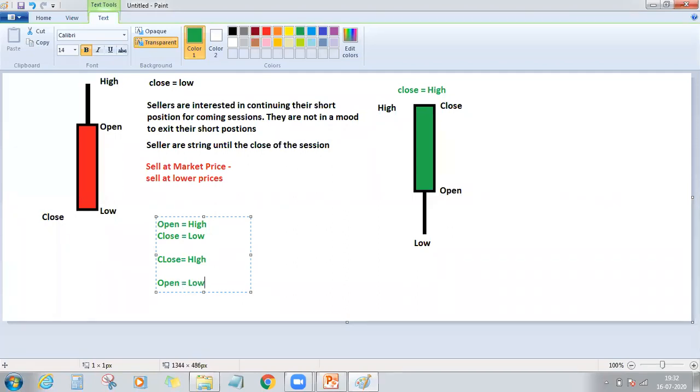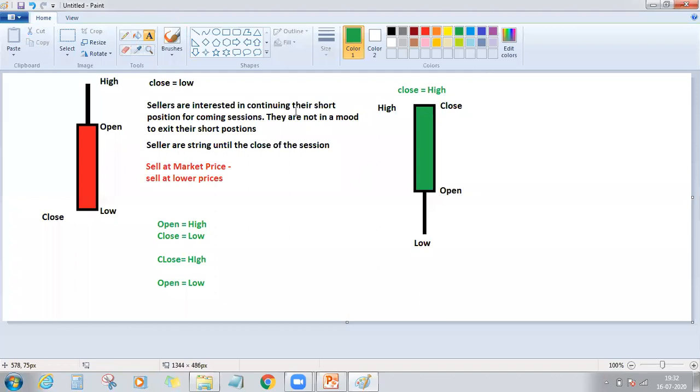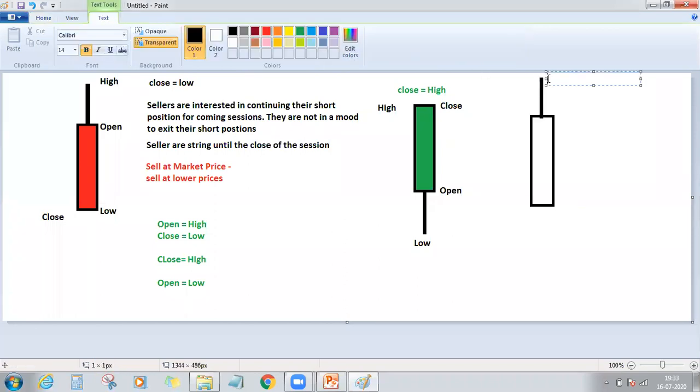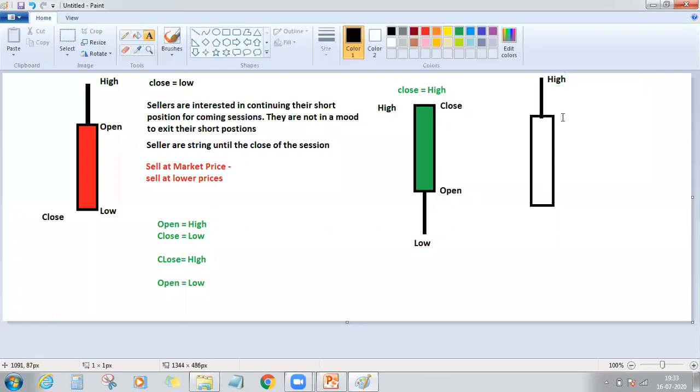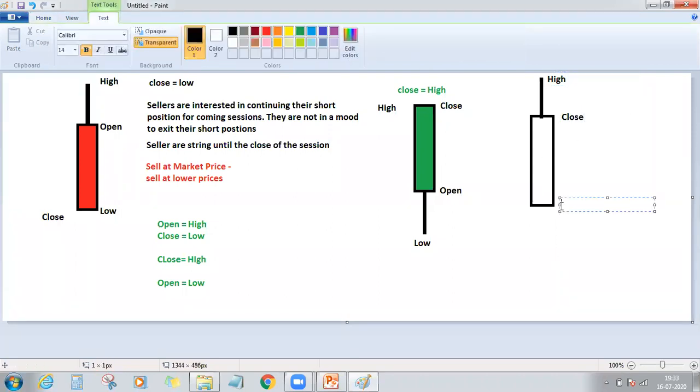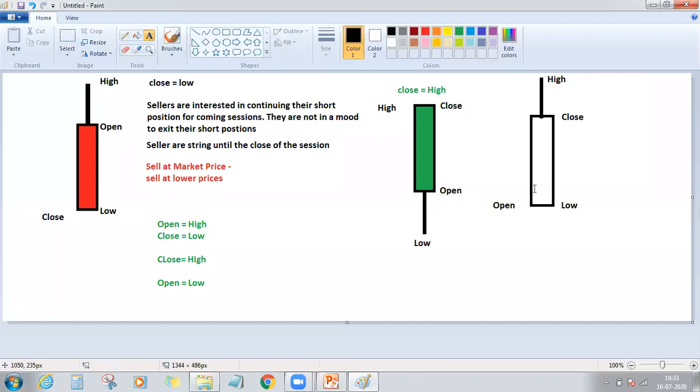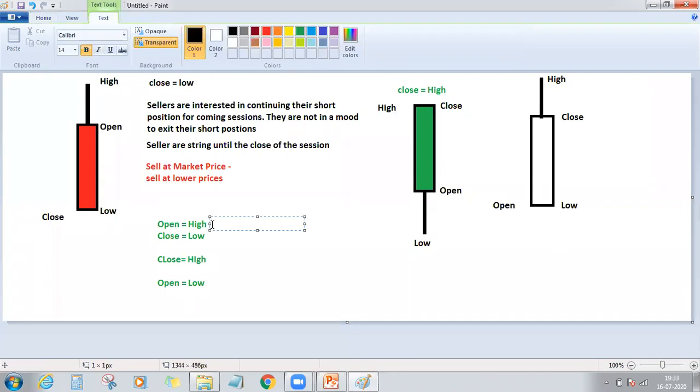then open is equal to low. The last one is open is equal to low. So you'll have a high, then this is the closing price. Here, this is your low and this is your open. So what is this telling you? Starting from the session, bulls were so strong. So in this case, sellers are strong from the start.